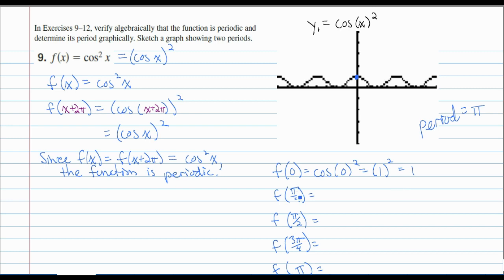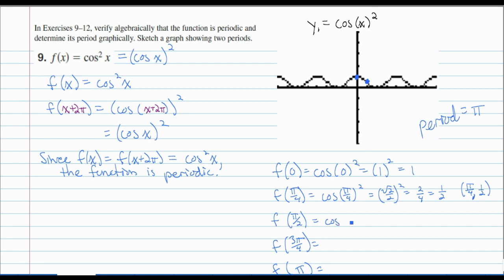I could do f of pi over 4. Cosine of pi over 4 squared. Well, the cosine of pi over 4 is square root 2 over 2. If I square that, I get 2 over 4, which is 1/2. So pi over 4 comma 1/2 is a point on my curve.